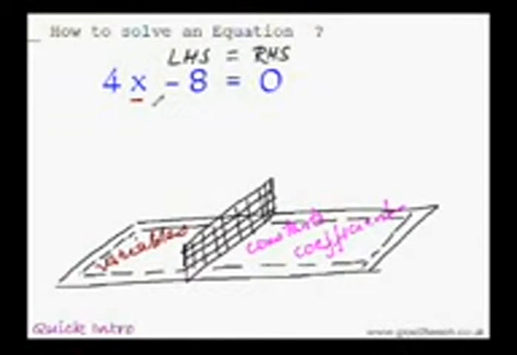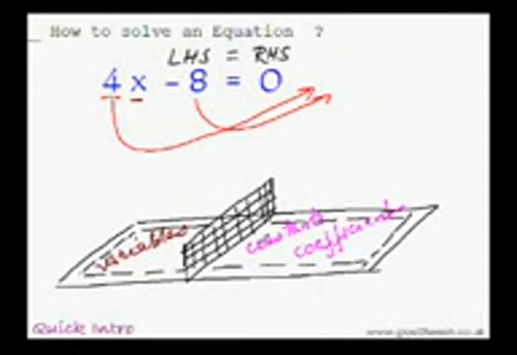Now here you can see that all the players are standing on one side. So we have to take this thing to the other side, that is this constant, as well as this coefficient to the other side, and we are done. In every game there are some rules to be followed.